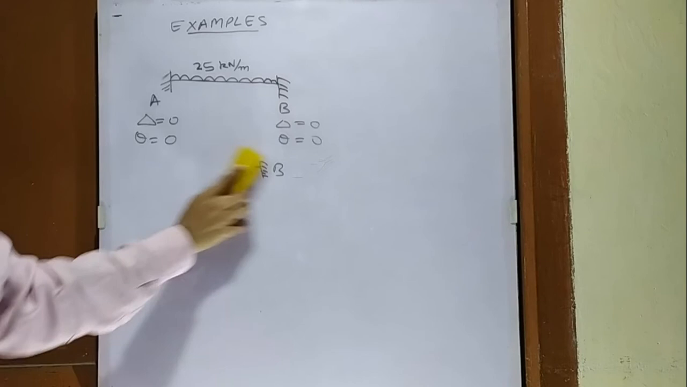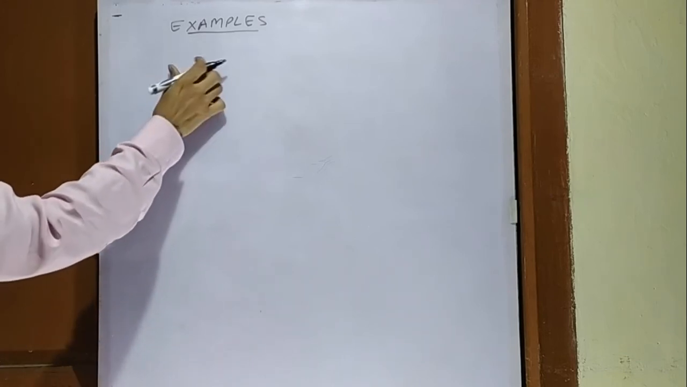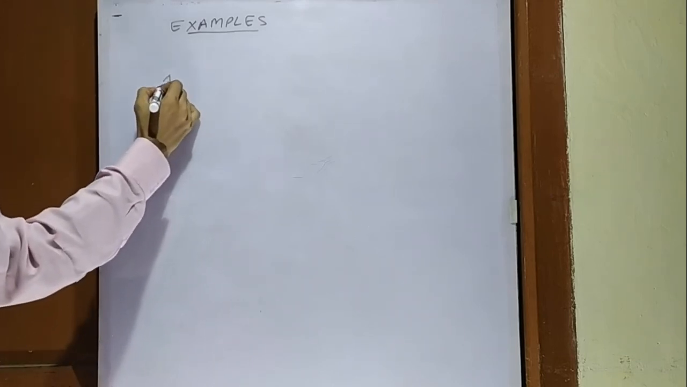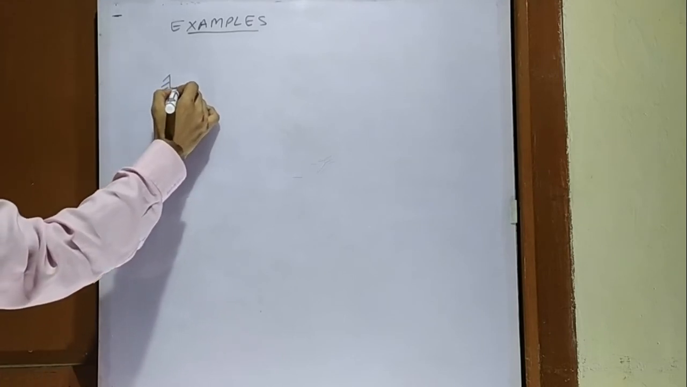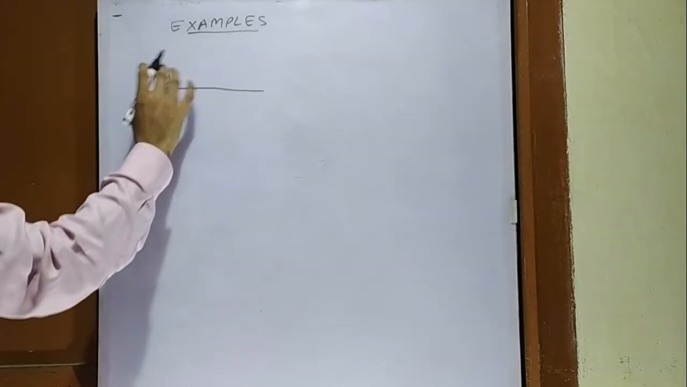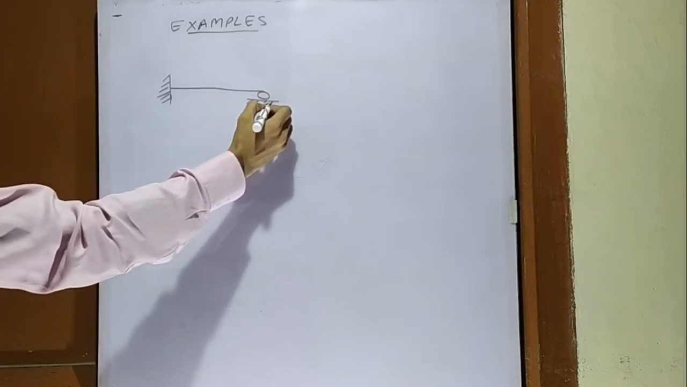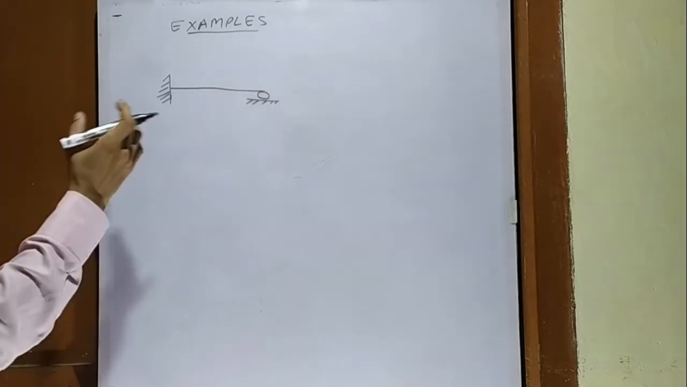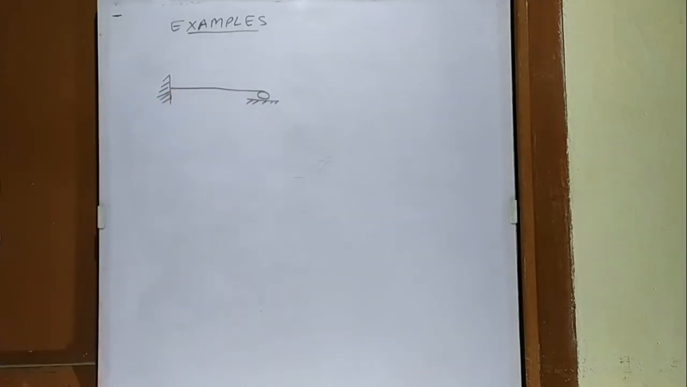Now we will take our next example, which is a very important example, and we will solve some numerical problems on this type of load and this type of beam also. This is fixed here and here it is roller. Because there is a roller support, it will only give a vertical reaction under any type of load.